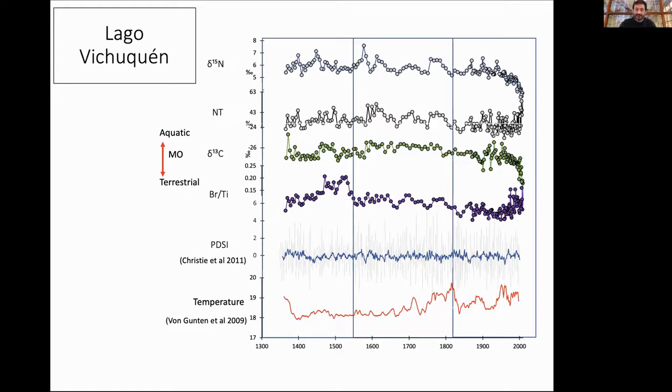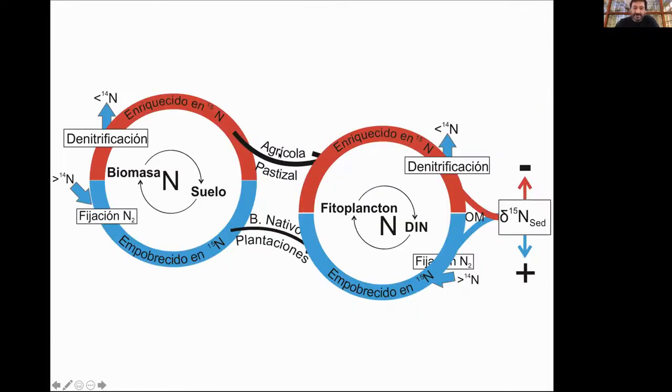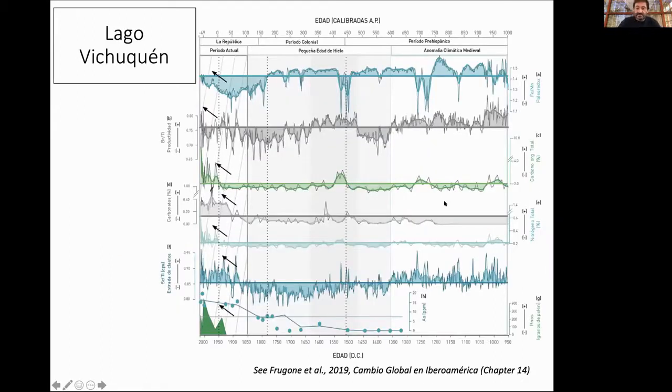So, I'm already past time. Sorry, Eric. But this is a really cool diagram that Magdalena made to understand the impacts that all these different processes have on the nitrogen cycle, in terms of the nitrogen isotopes, and how you can interpret those. I won't go into detail on that because it's kind of complicated. So basically, this is the Lago Vichuquen record for the last 1,000 years, right?